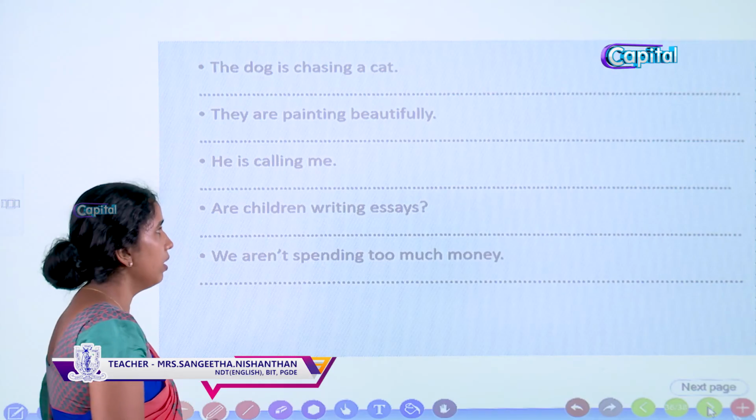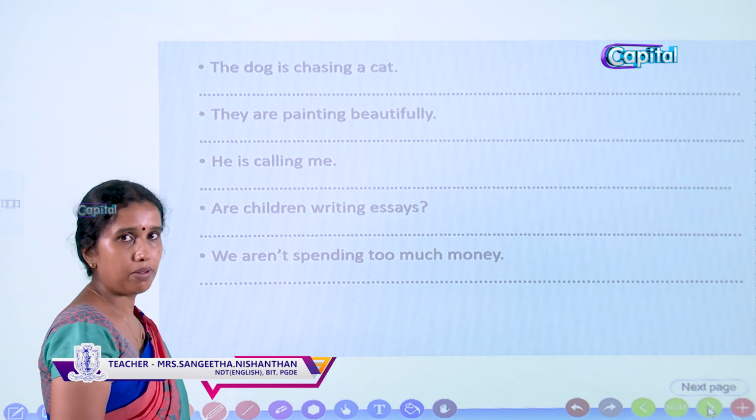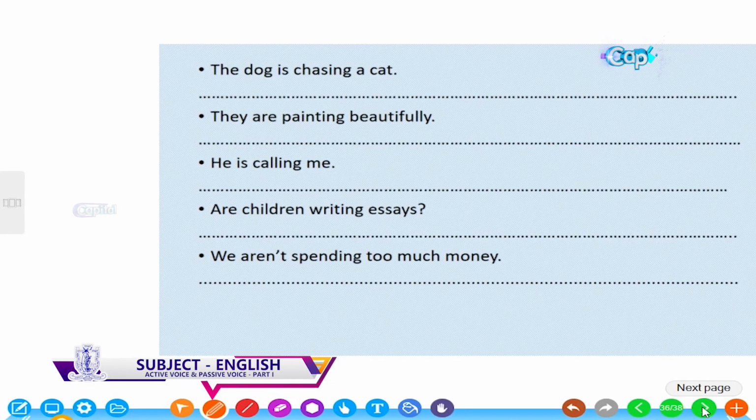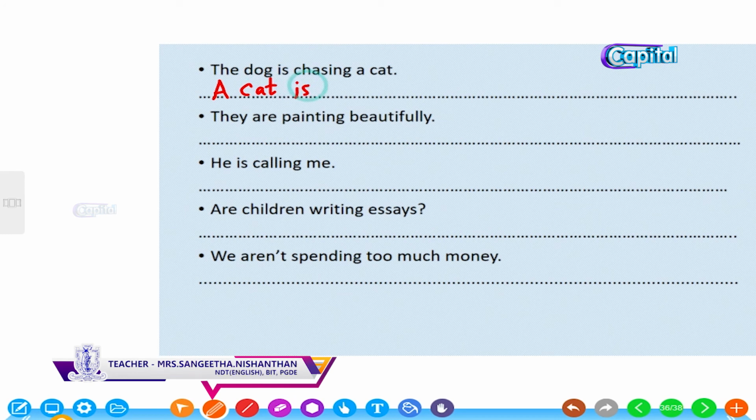Right. This is for present continuous or present progressive. The dog is chasing a cat. Who or what? The dog. What is it doing? Chasing. What is it chasing? A cat. So, the object is a cat. Singular and present continuous. So, is being. The past participle of the main verb is chased. The cat is being chased by the dog.